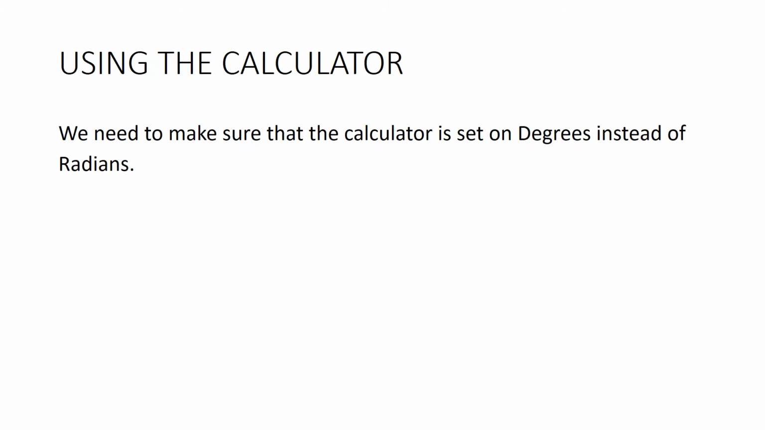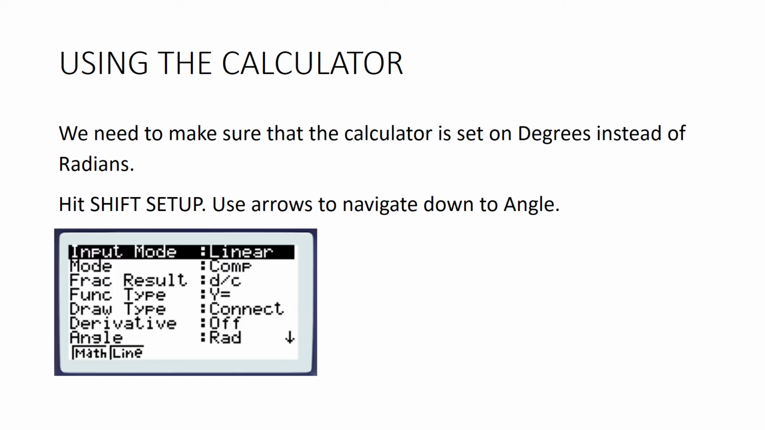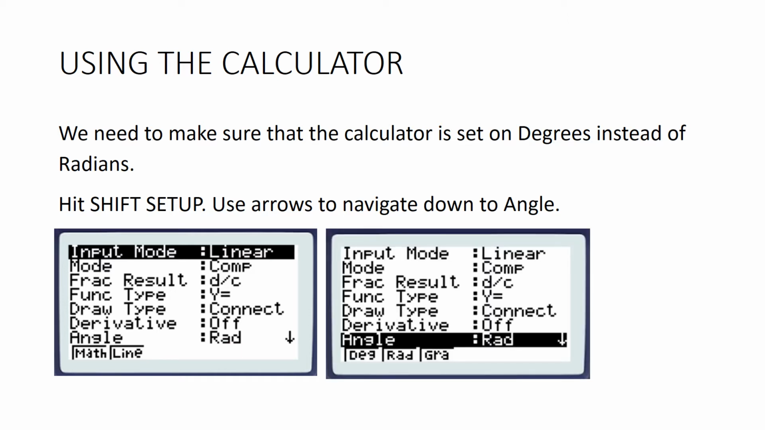Firstly, we need to make sure the calculator is set on degrees instead of radians. This is really important. So we're going to do Shift Setup and navigate down to angle. And when you navigate down to angle, you'll see written here, currently my calculator is set in radians, and we're never going to use radians. There's actually another setting on there as well called gradients, but what we want is degrees. So down the bottom when you highlight it, you'll get degrees, radians, gradients, and so we're going to hit F1 for degrees.